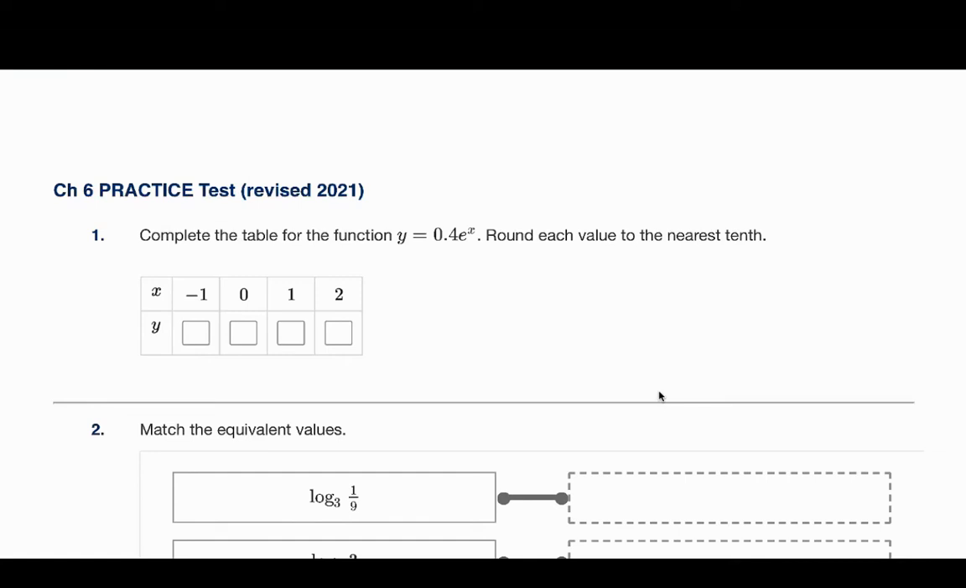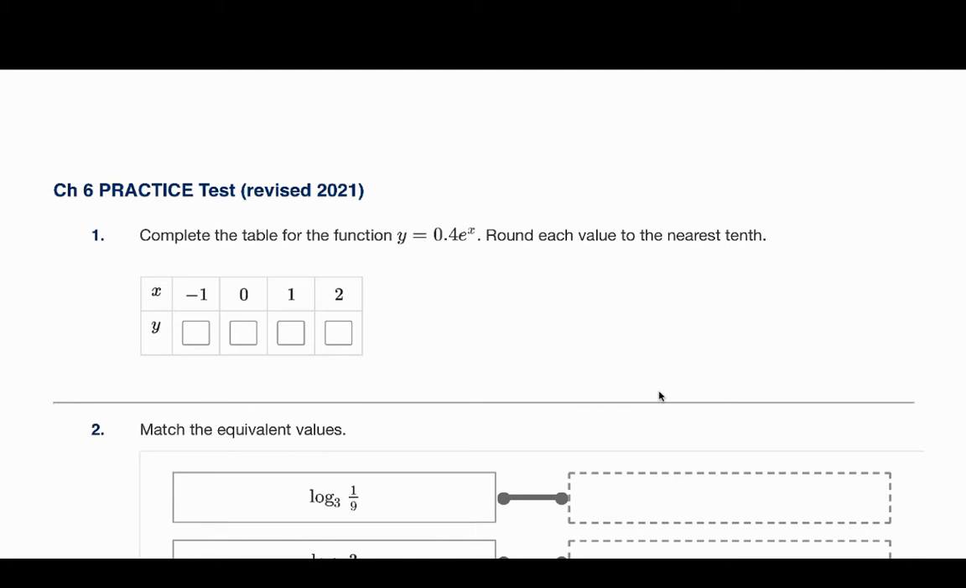All right, this is your Chapter 6 practice test. Number 1, complete the table for the function y is equal to 0.4 e raised to the x power. Round each value to the nearest tenth.